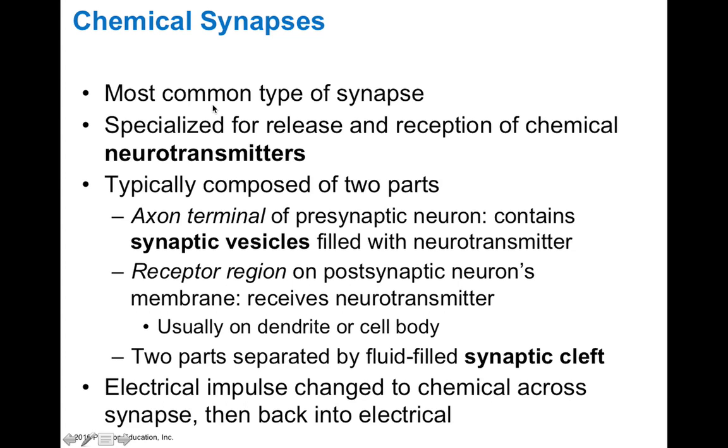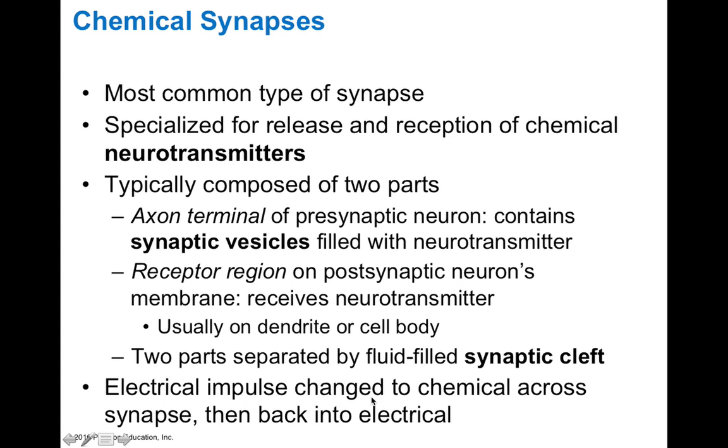So what occurs at a synapse is the release of chemicals, and we call these chemicals neurotransmitters. The presynaptic neuron can release neurotransmitters through exocytosis, and those neurotransmitters are stored in synaptic vesicles. Now, the receptor region on the postsynaptic neuron's membrane has receptors, and it receives the neurotransmitters from our presynaptic neuron. You usually find these receptors on the dendrite or cell body, but we just saw in the last slide that they can also be on the axon. Now, the two parts of these cells, interestingly enough, are actually separated by a very small space called the synaptic cleft.